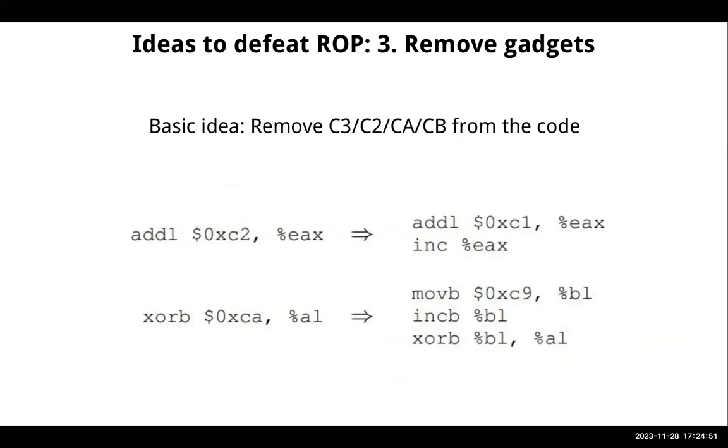Other instructions can also be changed in similar ways, like what you did when you developed the shellcode. Like AND C2 to EAX. You don't want C2, then you can AND C1 to EAX, then increase EAX. Exactly what you did in the shellcode. Exclusive or CA to AL. We also did something like this in our shellcode. You can move C9 to BL, then increase BL, then do an exclusive or BL with AA, right? Basically many ways to do this.